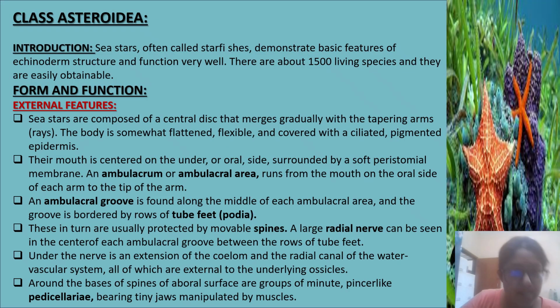Class Asteroidea. Sea stars, often called starfishes, demonstrate basic features of echinoderm structure and function very well. There are about 1500 living species and they are easily obtainable. Form and function of the class Asteroidea. At first, I will discuss their external features.